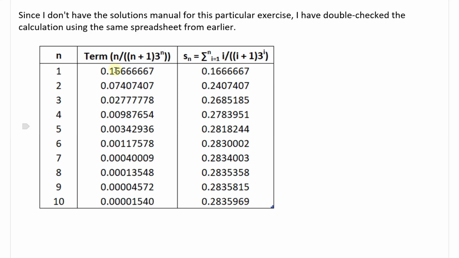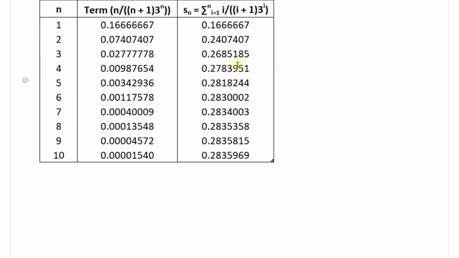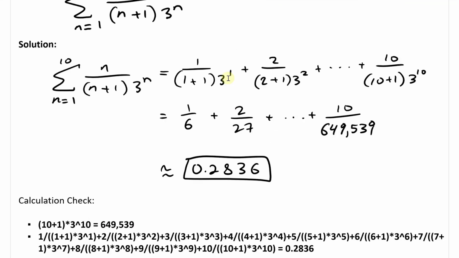There's each term. 0.166 is the first one, so 1 divided by 6. And then here, we add these up to get the partial sums. So this plus this equals this, and when you add this to it, you get this number. In other words, the sum of this one is equal to this, the sum of this equals this, and so on, all the way there. Summing all these up together gets 0.283569, so rounded, 0.2836. So exactly correct. Alright, so now what we could do is try to find the error.